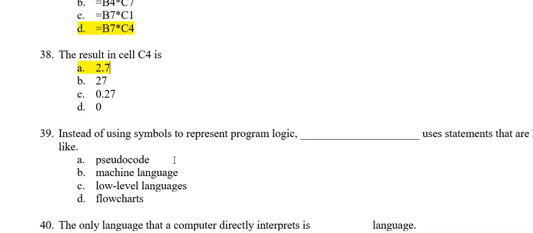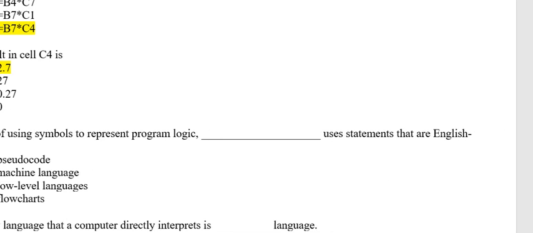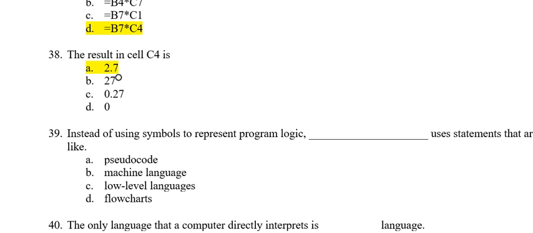39. Instead of using symbols to represent program logics, use these statements that are English-like. Okay, so the answer for this is pseudocode. Pseudocodes are used to create algorithms in a way, but they use descriptive algorithms. So you put it in your own words, more or less.